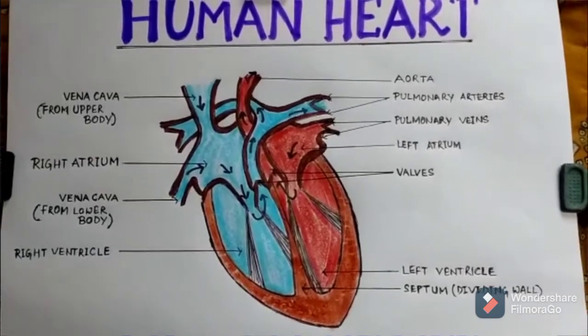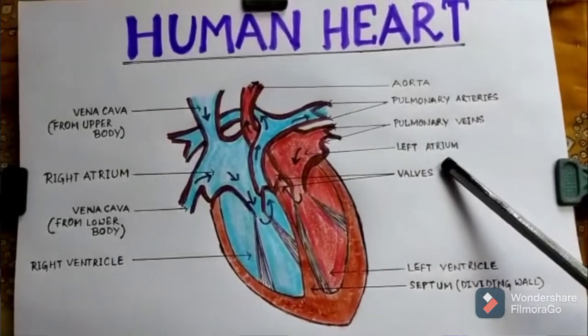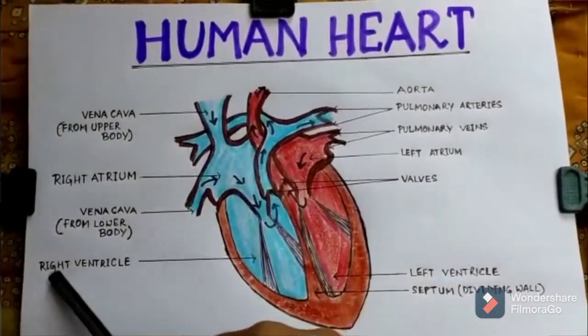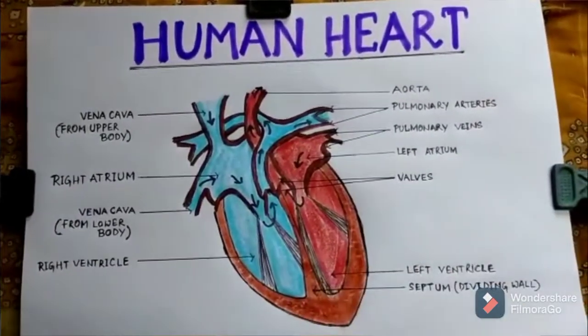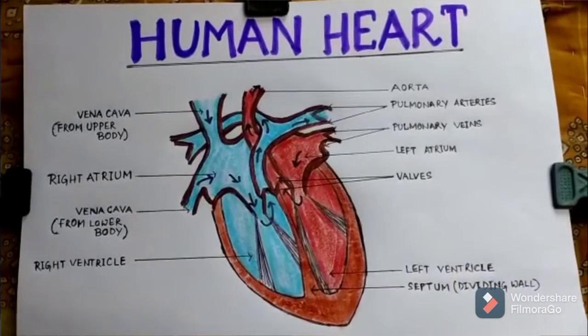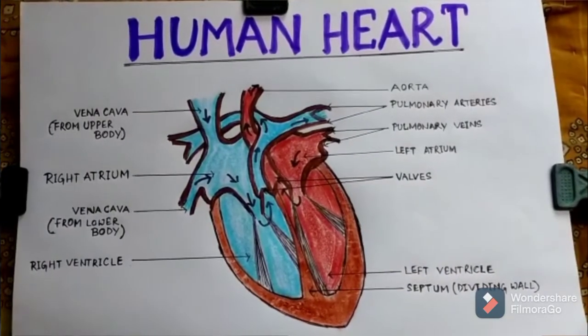Each of the labelings which I have done, you can see on my right side, which means your right side, and I will explain all this detailed structure. Then we'll move to the next topic, the double circulation. So let's first move on to the detailed structure of the human heart.